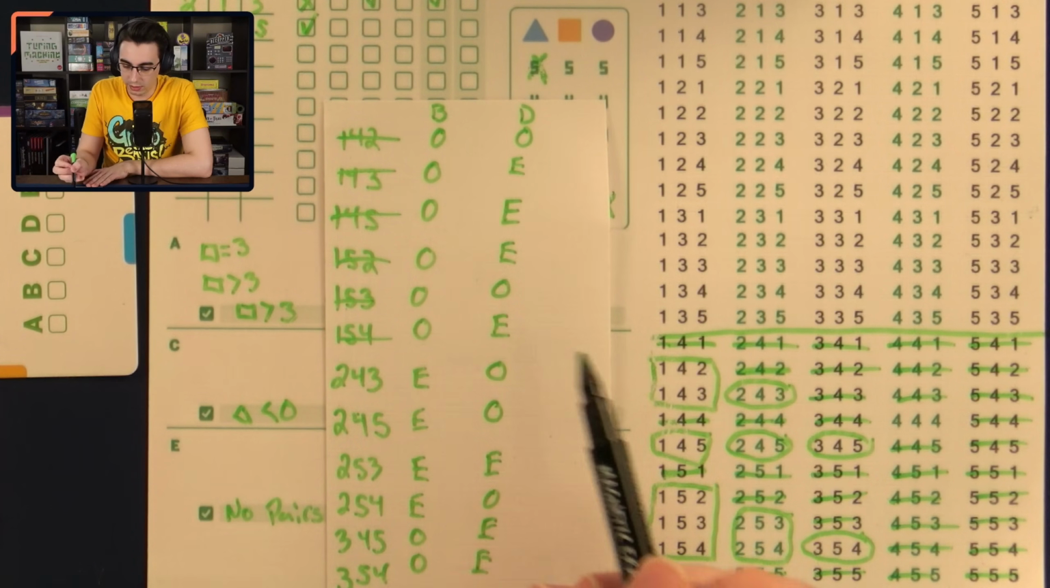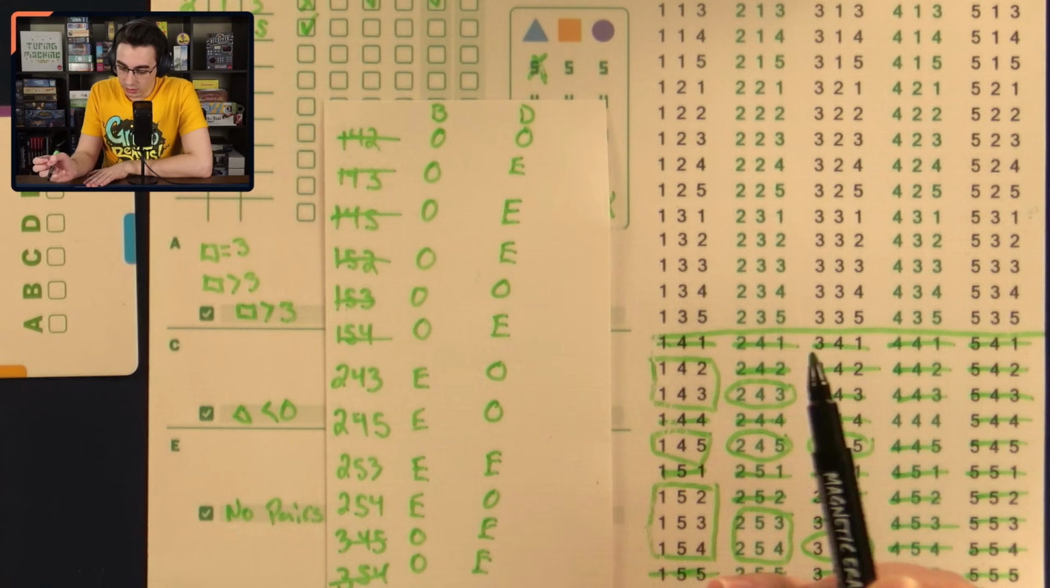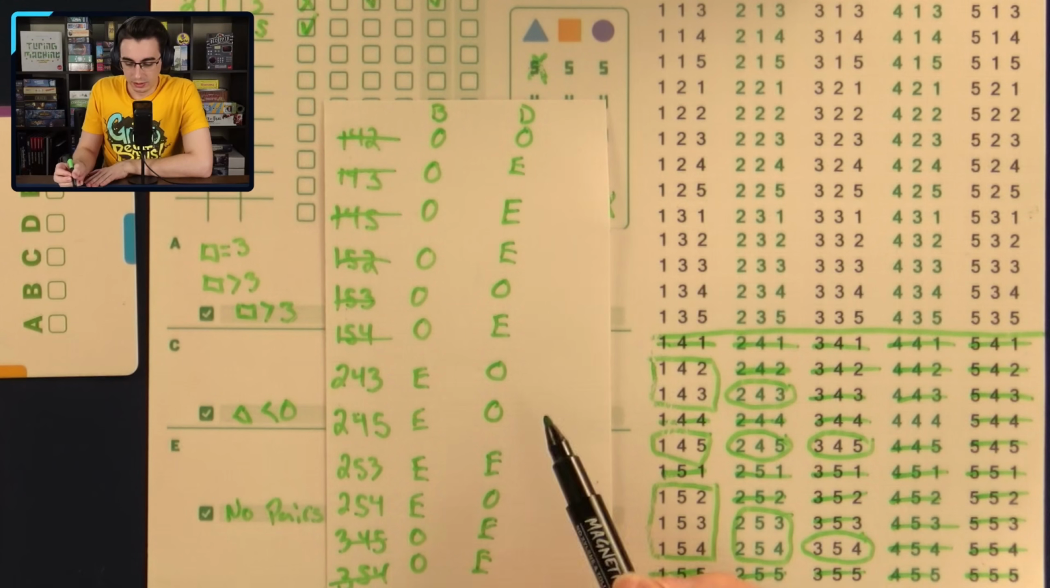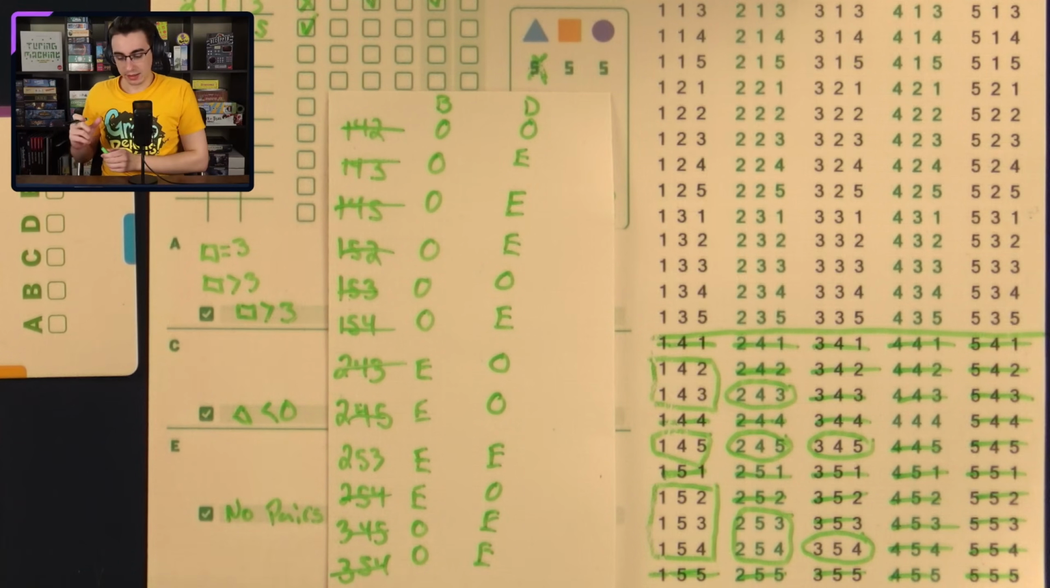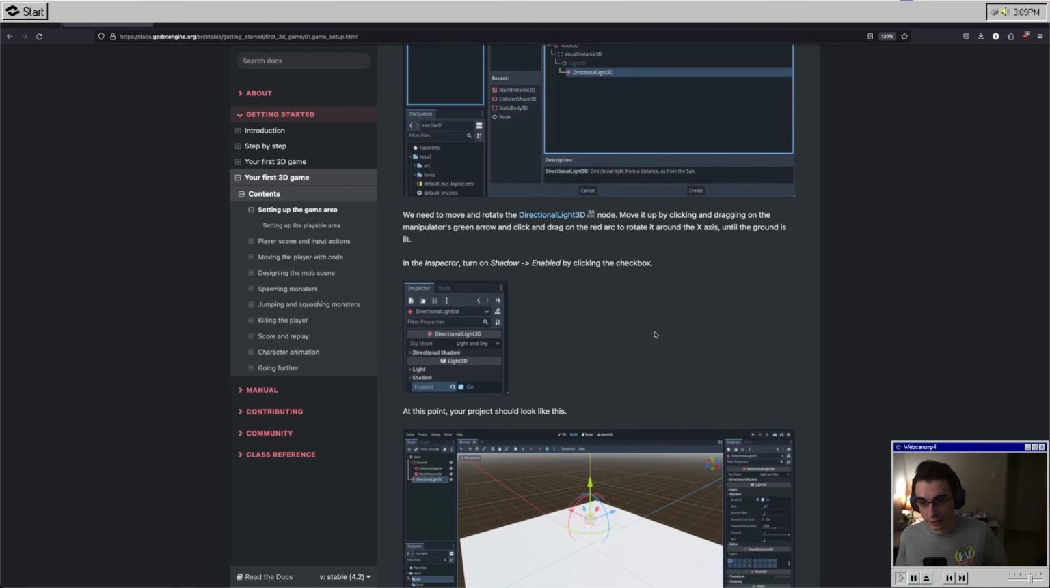Let me go through and eliminate all of those. Odd even, odd even, odd even, odd even. So now we just got these answers here, which is even odd, even odd, even odd, or even even. Whoa, there's only one that's different. 2, 5, 3. And that is my red arc to rotate around the x-axis until the ground is lit.